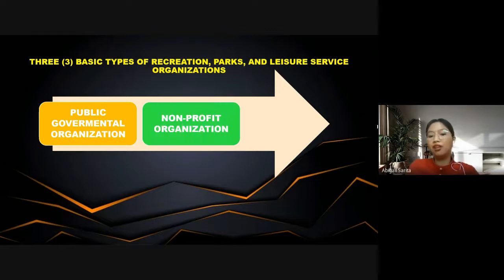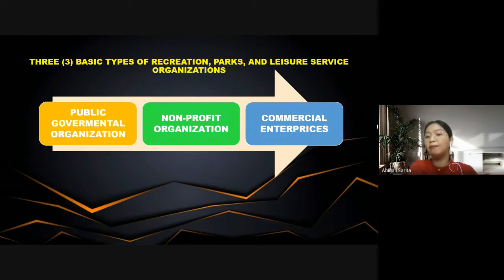Next, non-profit organization. Ito yung mga NGOs class, yung mga volunteers na gumagawa lang ng mga recreational facilities, which is not part of the government or the private sector. And last but not the least, yung commercial enterprises. Sorry, mali yung spelling ko. It should be S.